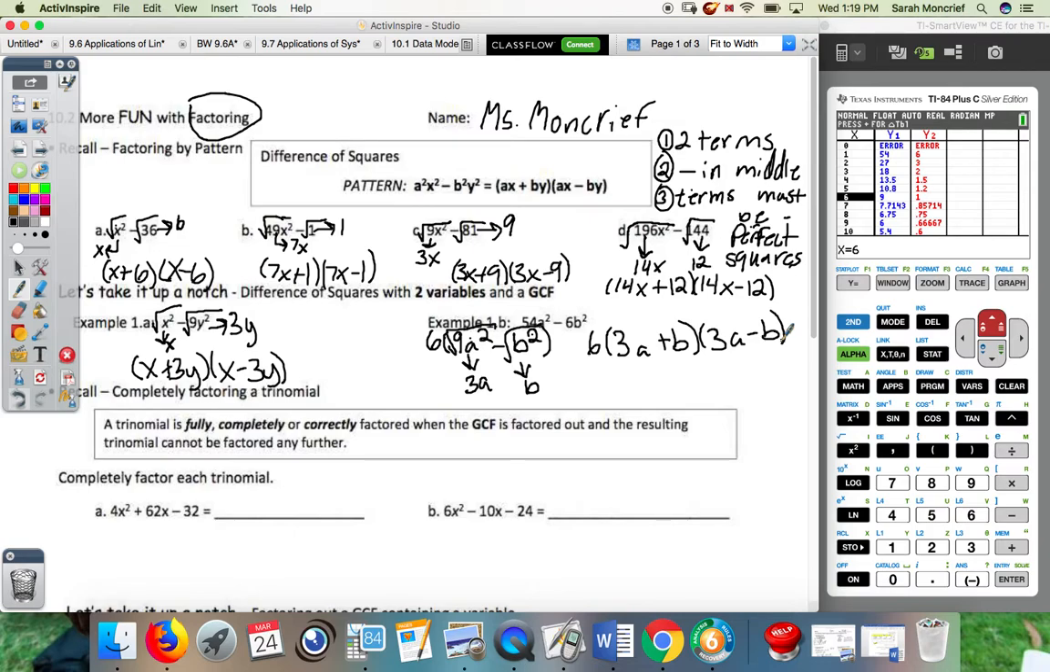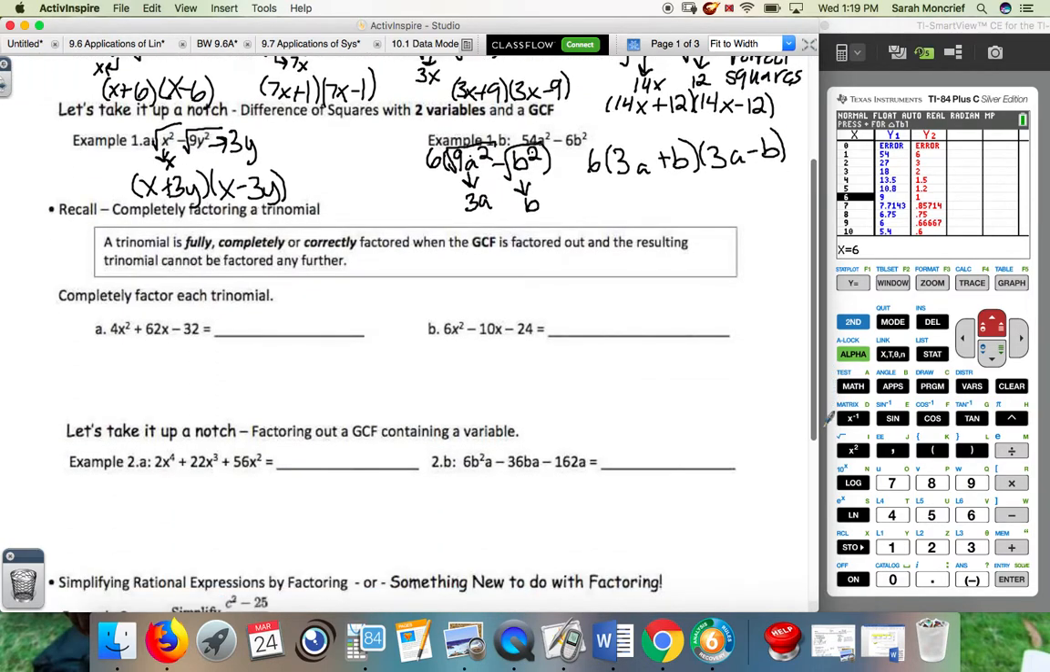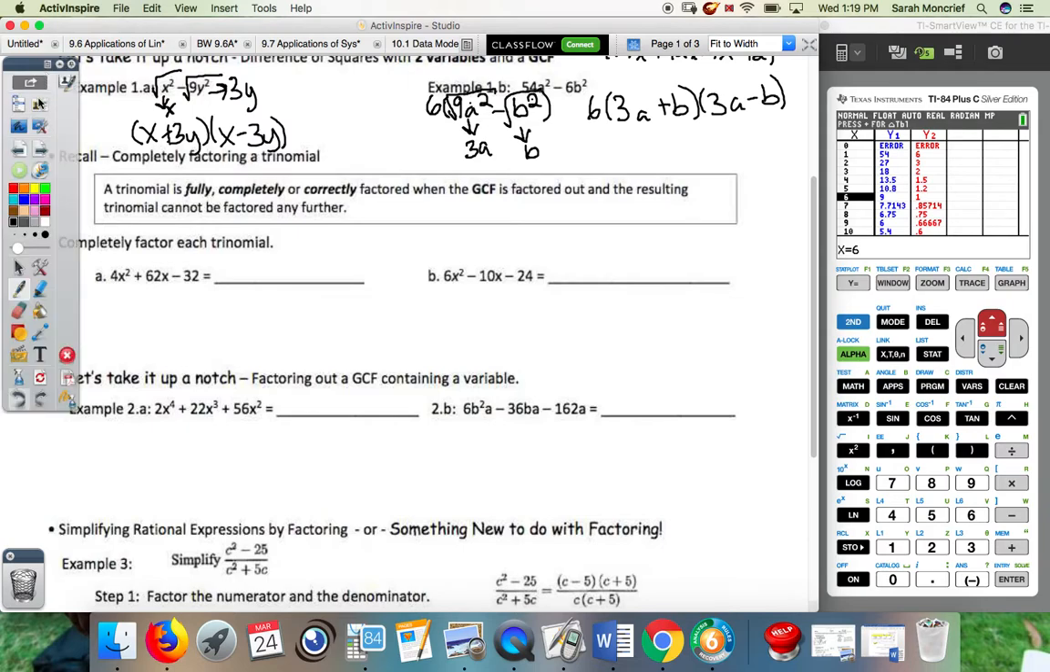All right, well now let's look at another factoring part. Let's look at more factoring because we love to factor. It says recall completely factoring a trinomial. So remember, a trinomial is fully, completely, or correctly factored when the GCF is factored out and the resulting trinomial cannot be factored any further. So this just means we take the GCF out and then we factor again. It's kind of like what we did here.